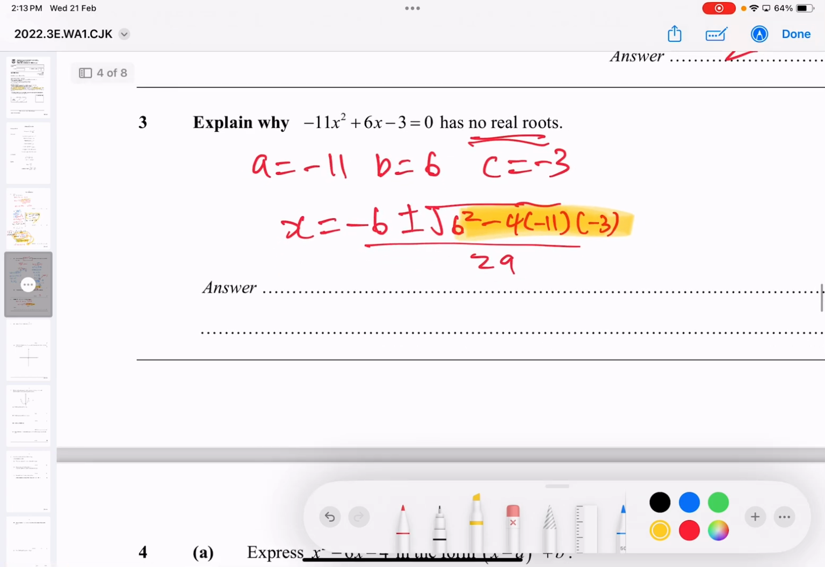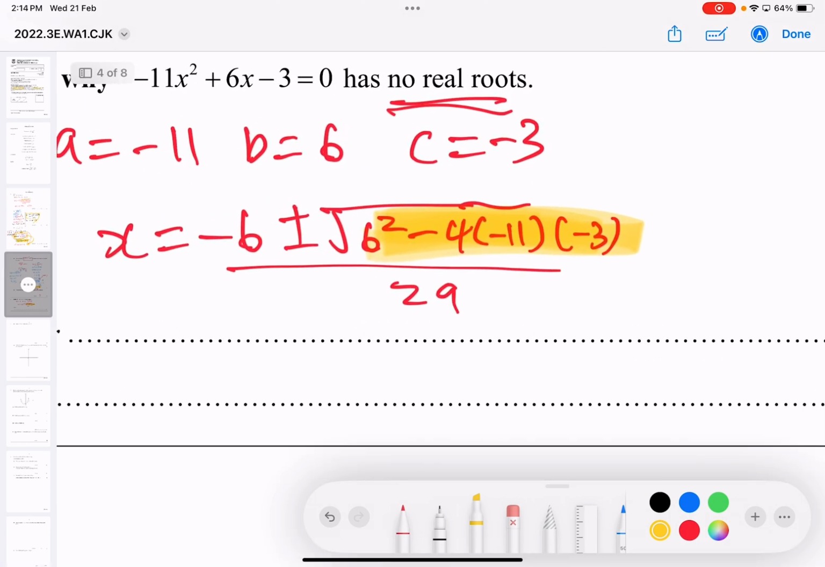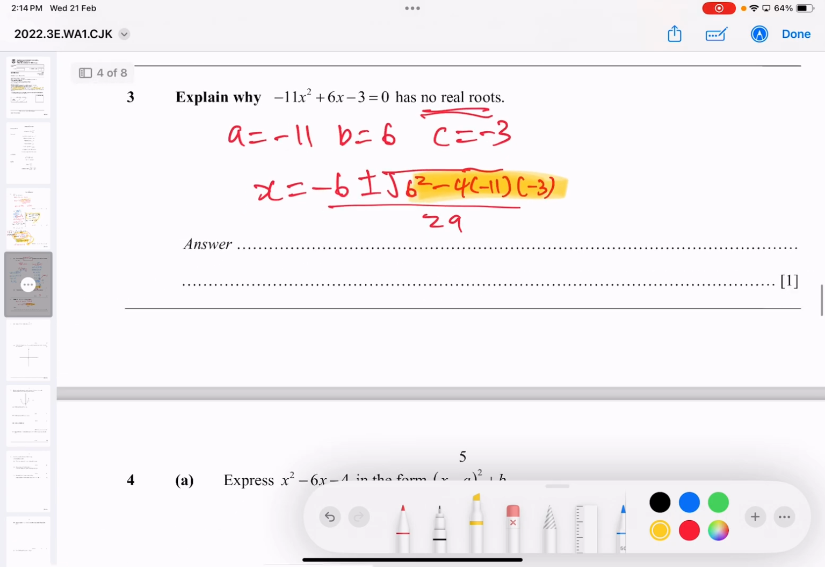But then I wrote B squared minus 4AC less than 0. Yeah, same. No, then you must calculate what is the B squared minus 4AC. You must say that the negative 60-something is less than 0. Okay? Therefore, you cannot square root a negative number. You must tell me you cannot square root a negative number. Therefore, it has no real roots. It has no solution.